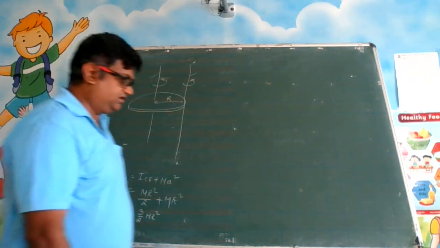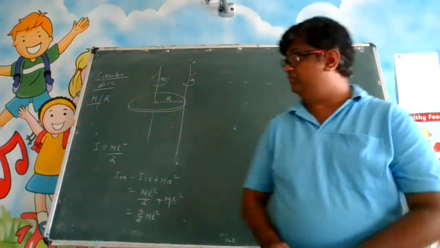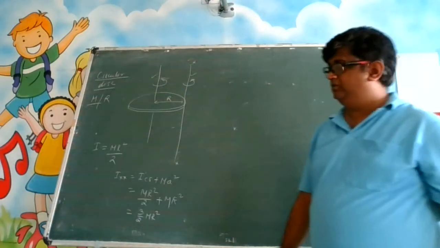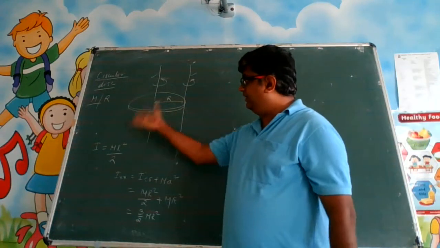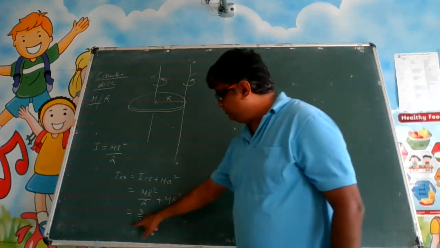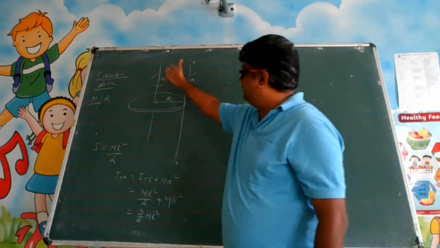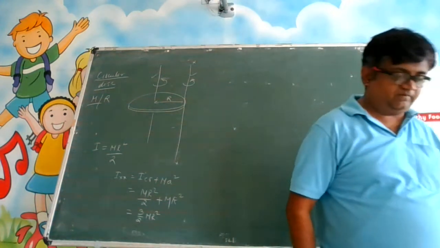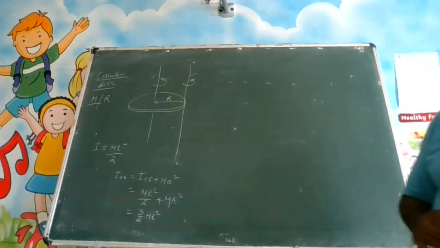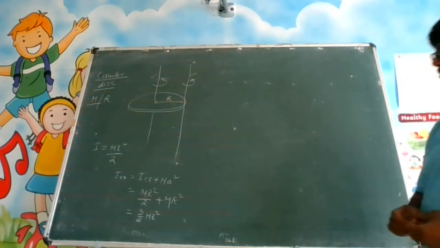If you check the list I have given you, even this form is also given in that list. So simply by applying the parallel axis theorem, we have come to this formula. So basically, I have to remember the moment of inertia when it is passing through the CG. Make a note of this point.